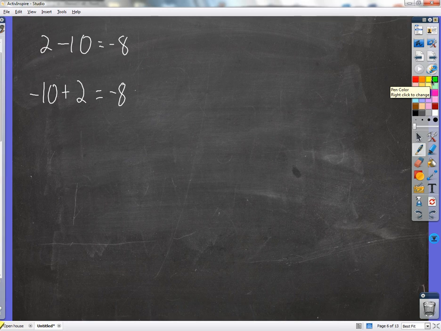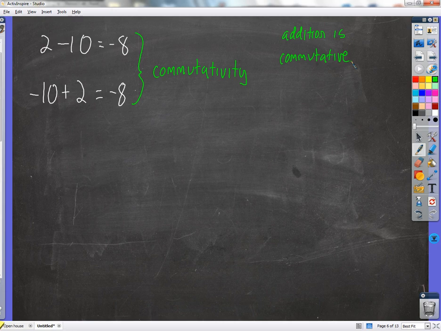This property right here, as well, take the opportunity to talk about it now, is called commutativity. We would say that addition is commutative. It's a commutative property. So can somebody sum up what the commutative property says? That's an example of the commutative property. What does the commutative property say? Yep.